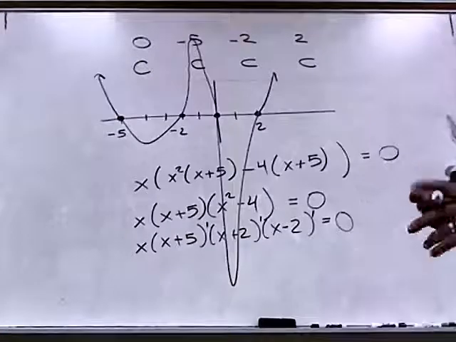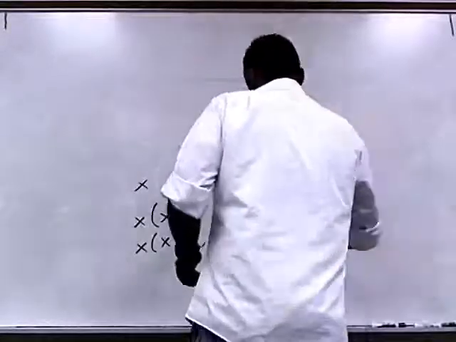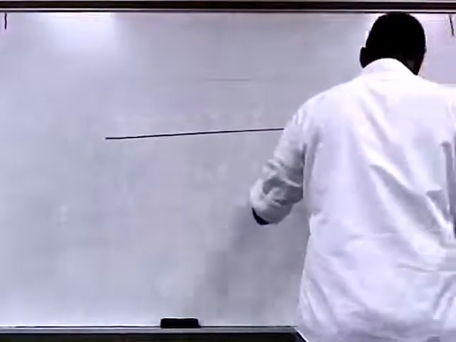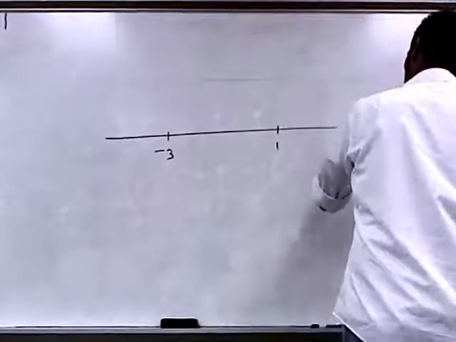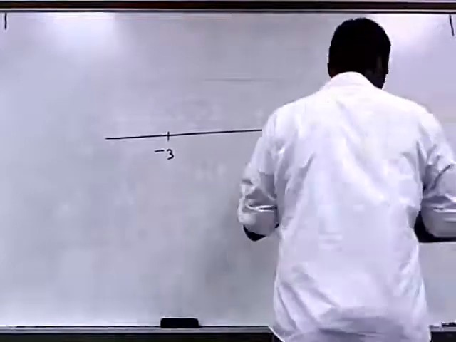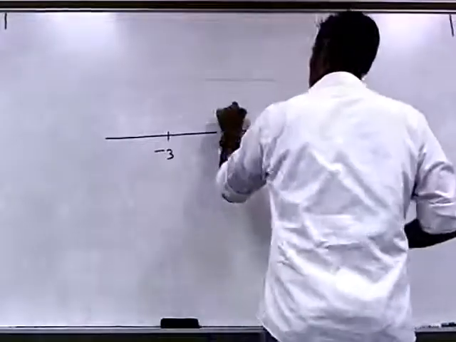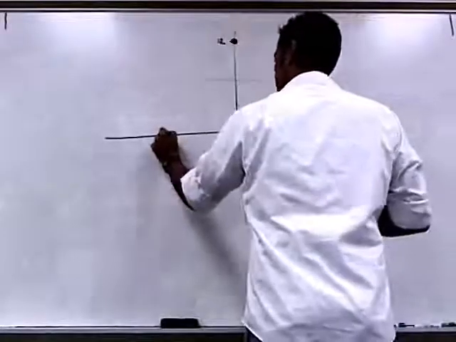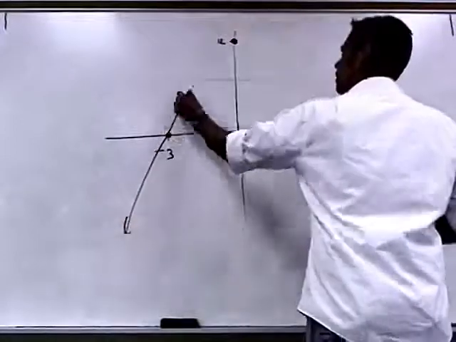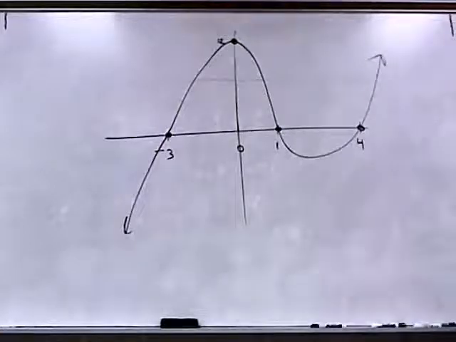Okay, x minus 4, minus 1, plus 3. I'm just going to give you the picture of what it should be. Y-intercept would be 12. That's what it would look like.